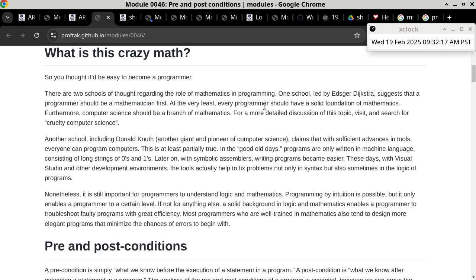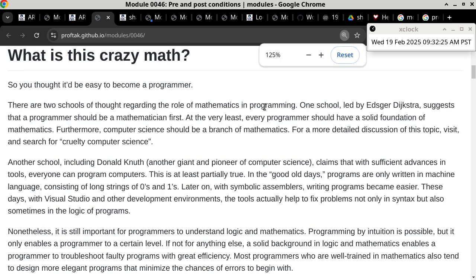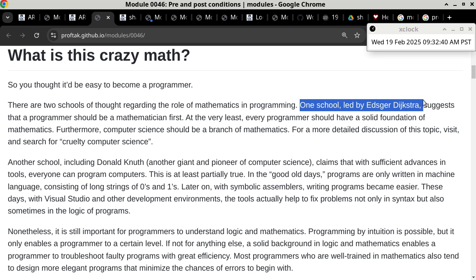So we will start with what is this crazy math. Because there are many people who get into computer science who are startled by the amount of math they have to understand in a class. Eventually, there are two schools of thought regarding the role of mathematics in programming. One school, led by Edsger Dijkstra, who passed away some time ago, suggests that the programmer should be a mathematician first.